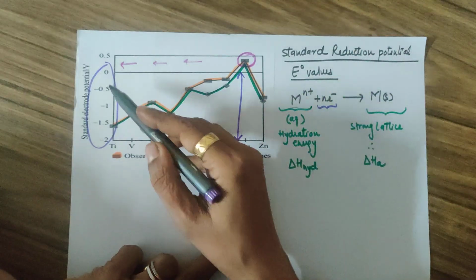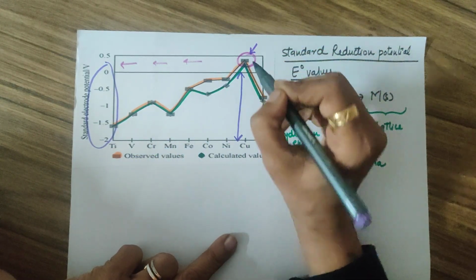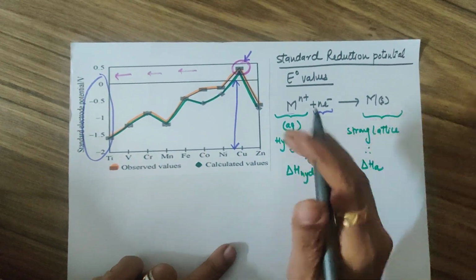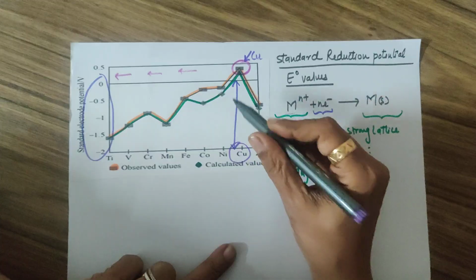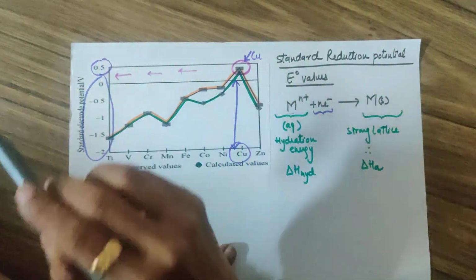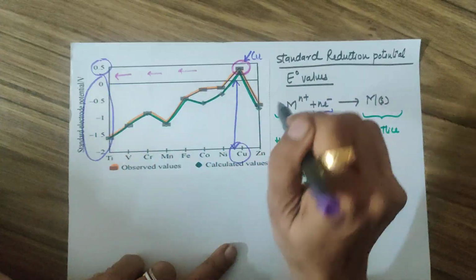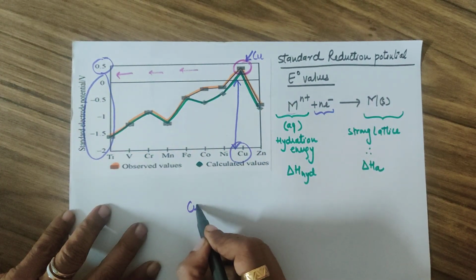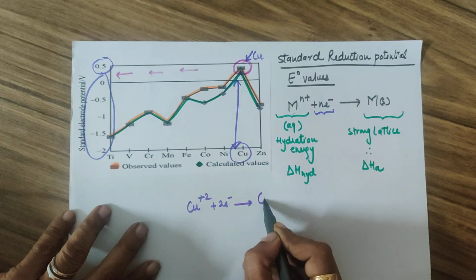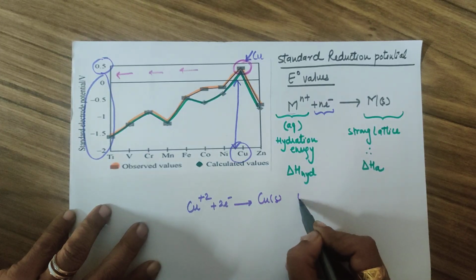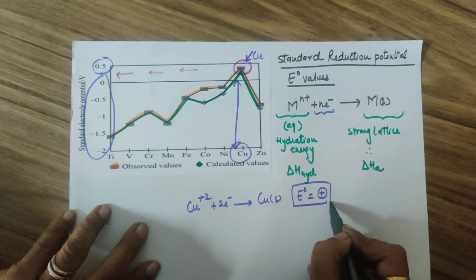They prefer oxidation. But the only element which shows a positive value is copper, which means there is something special about copper: it shows a value higher than 0, hence it prefers reduction, which means your copper accepts electrons to become copper solid and your E naught value is positive, therefore this particular reaction takes place.